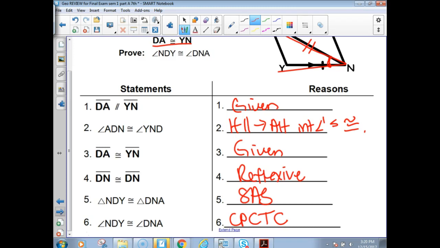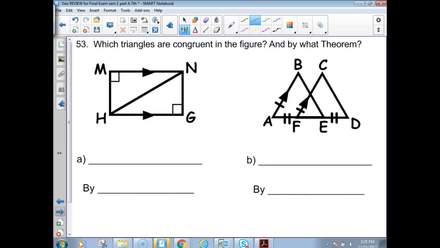Okay, try another proof. Obviously, you're going to have a triangle proof on the final. Which triangles are congruent in the figure and by what theorem? Well, you can mark this shared side, and then you got parallel lines, so alternate interior angles would be congruent. Okay, so I could say triangle MNH is congruent to triangle GHN. And that would be by an angle, and an angle, and a side.